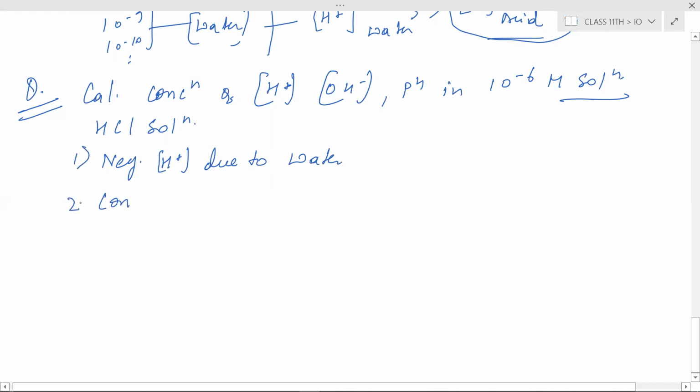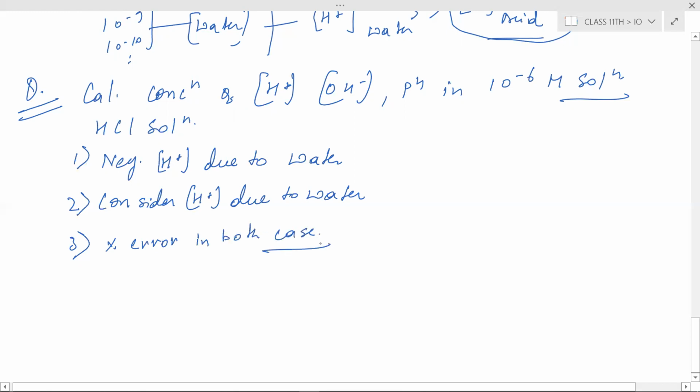Case number 1, neglect H plus ion due to water. Case number 2, consider H plus ions due to water. And case number 3 is the percentage error in both cases. You have to calculate the percentage error in both the cases. Now see, you are given that the H plus ions produced due to water you have to calculate. Okay, so let us do case number 1.